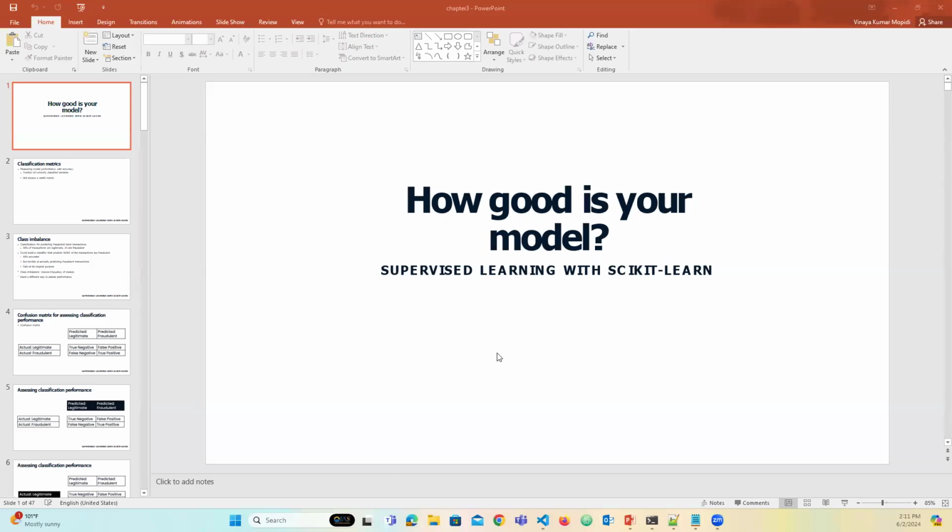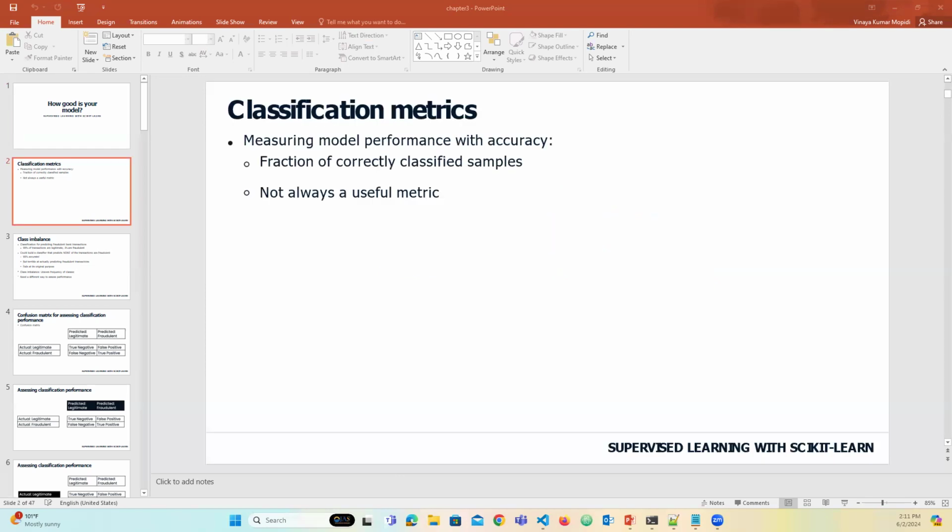And now we are going to talk about the accuracy. So recall that we can use the accuracy, the fraction of correctly classified labels, to measure the performance. However, accuracy is not always a useful metric.